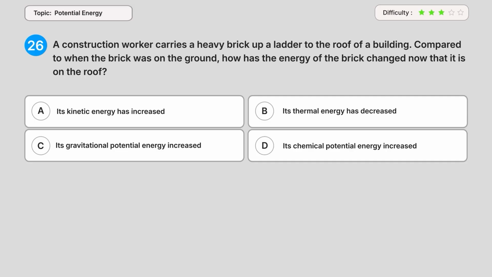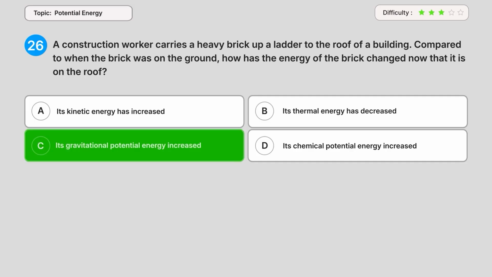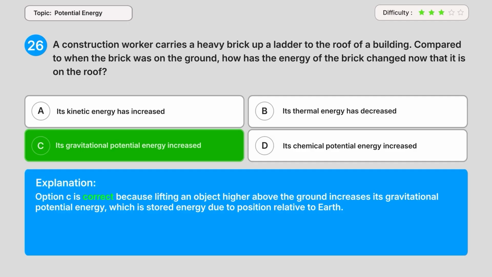Correct answer, C. Its gravitational potential energy increased. Explanation: option C is correct, because lifting an object higher above the ground increases its gravitational potential energy, which is stored energy due to position relative to Earth.